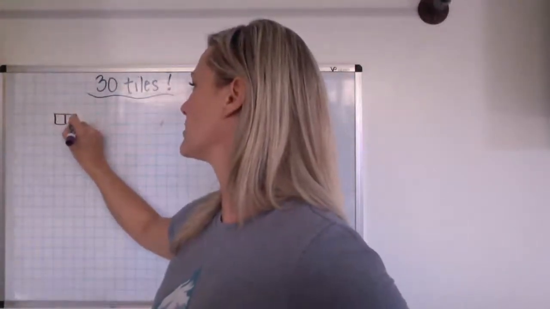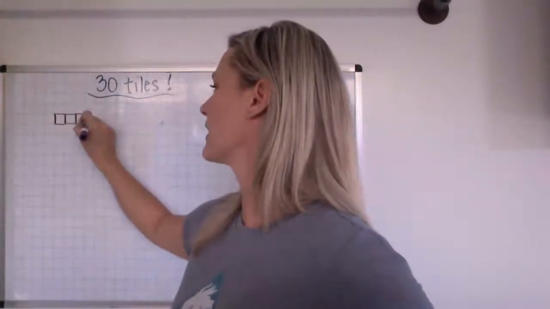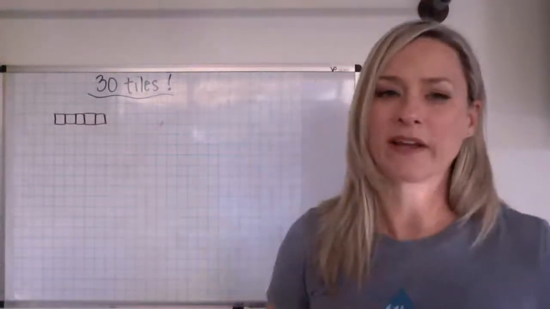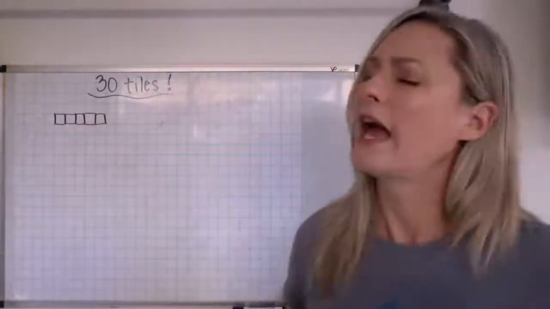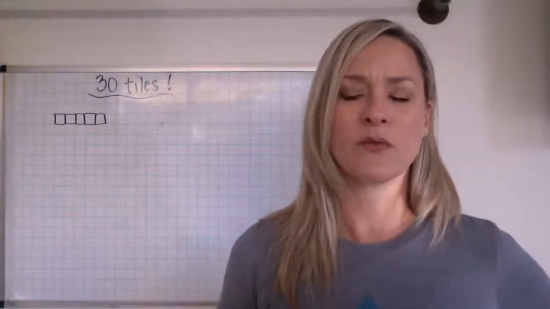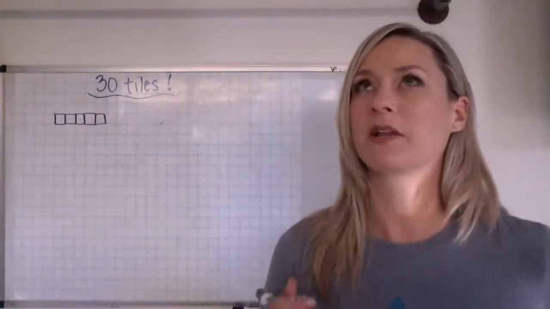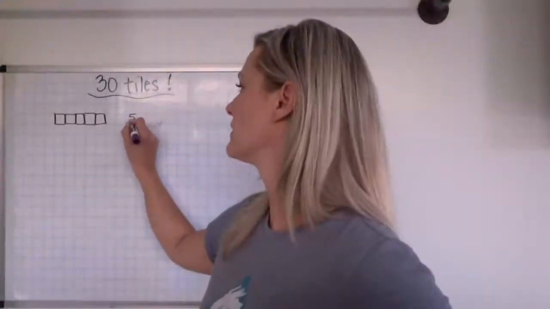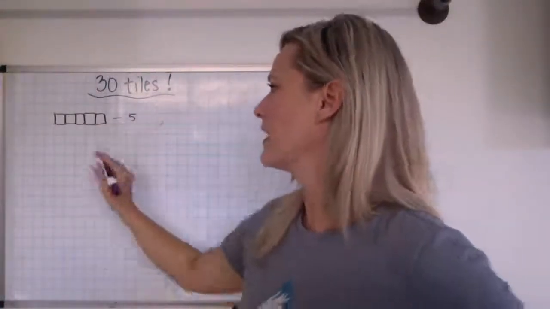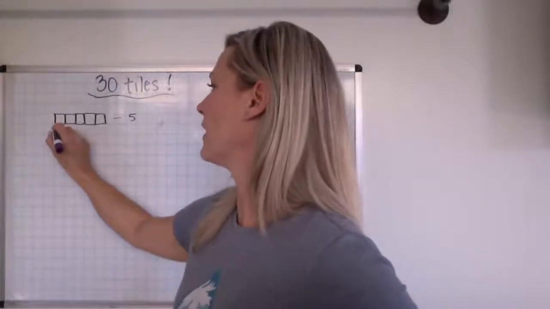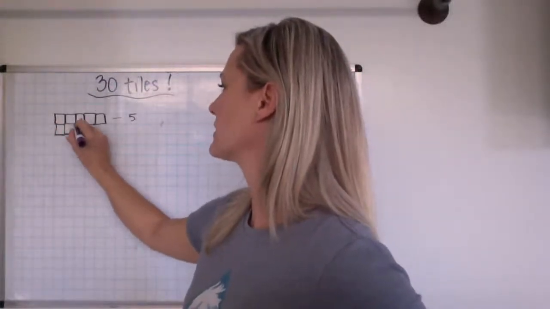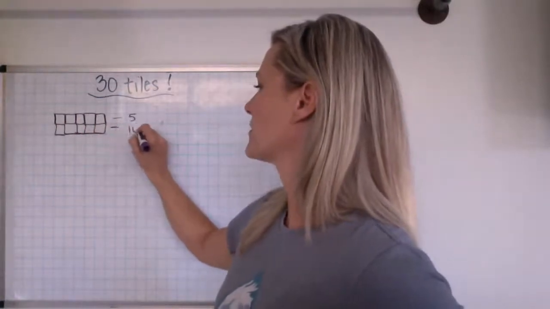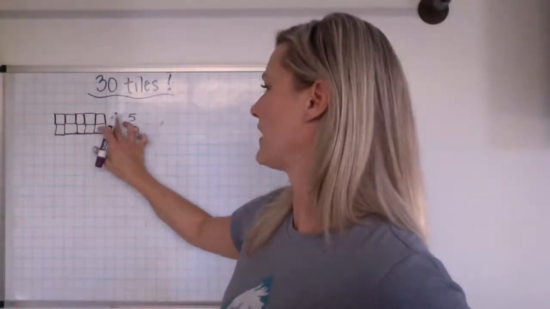So 1, 2, 3, 4, 5. All right, so there's a row of 5 tiles. How many rows would we need to make 30 tiles? So that's 5, right? So that makes 5. And then we have to just keep on keeping on. 6, 7, 8, 9, 10. So that makes 10. So 5, 10.